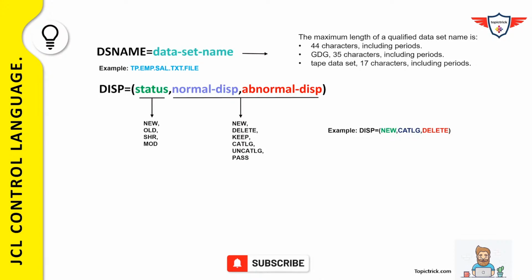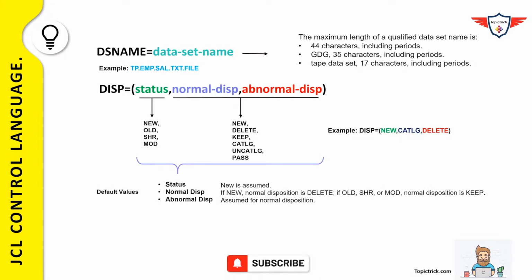The value of the second positional subparameter is to instruct the operating system what to do with the dataset if the job ends normally. The possible values are delete, keep, pass, catalog, and uncatalog. The default value is delete. So if you do not specify anything, then by default delete will be assumed as a normal disposition. So eventually, if you specify file status as new, then normal disposition would be delete, and if you specify file status as old, share, or mod, then normal disposition would be keep.